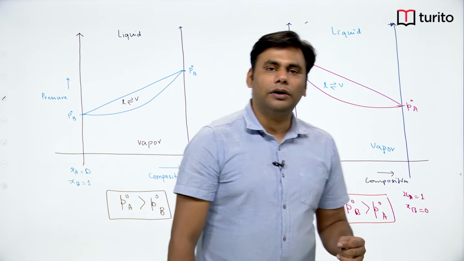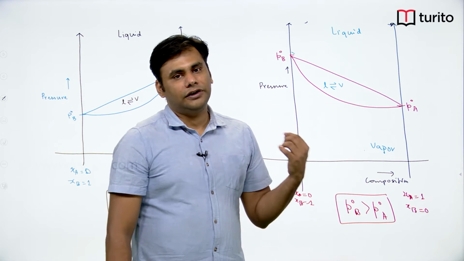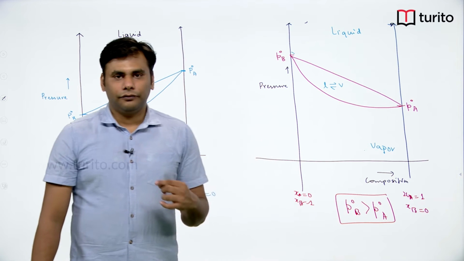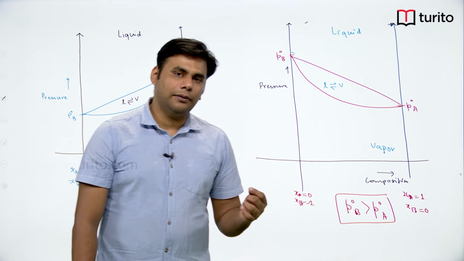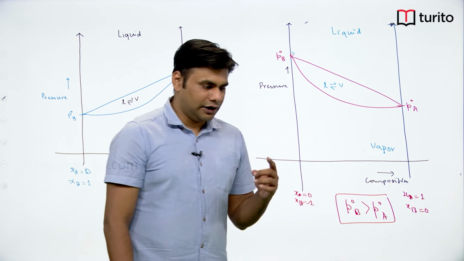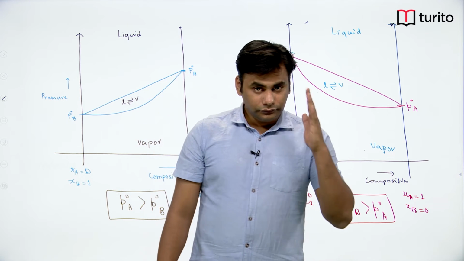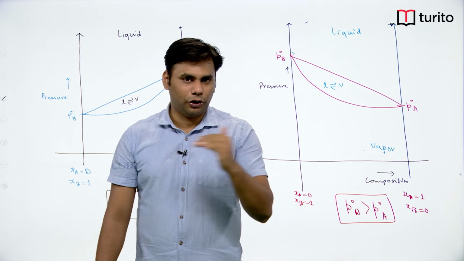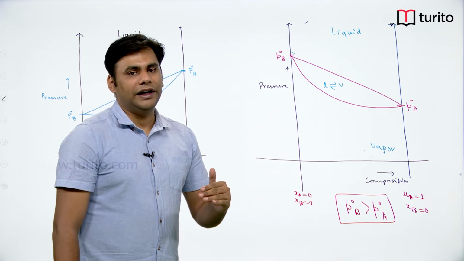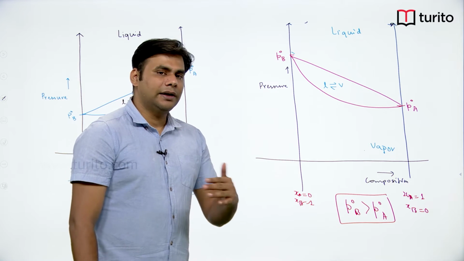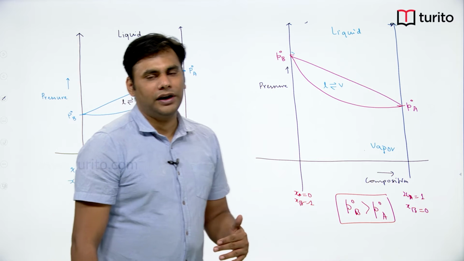Now if we want to calculate the composition of vapor phase, we said that let YA be the mole fraction of A in vapor phase and YB be the mole fraction of B in the vapor phase. So YA would be the partial pressure of that component upon the total pressure exerted. So that was PA upon PT. PA is P naught A into XA, PT is P naught A XA plus P naught B XB.